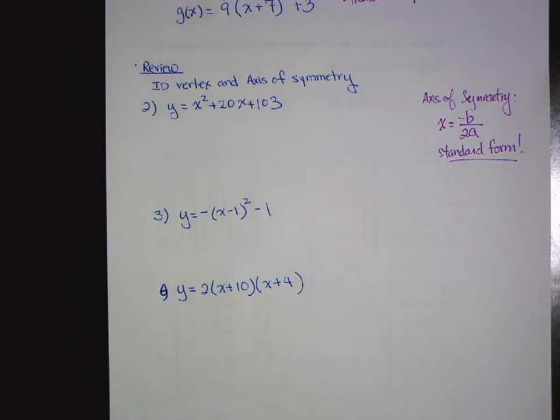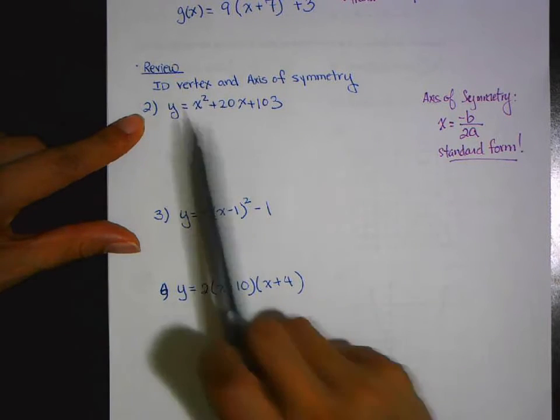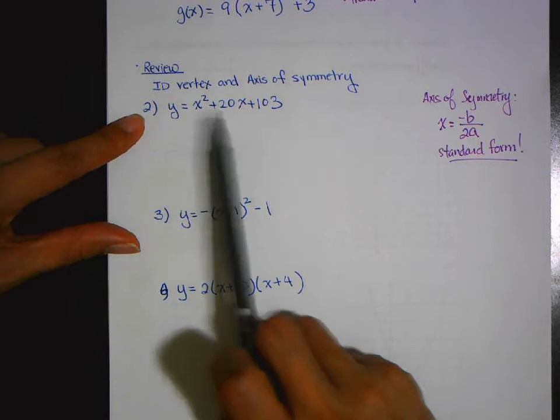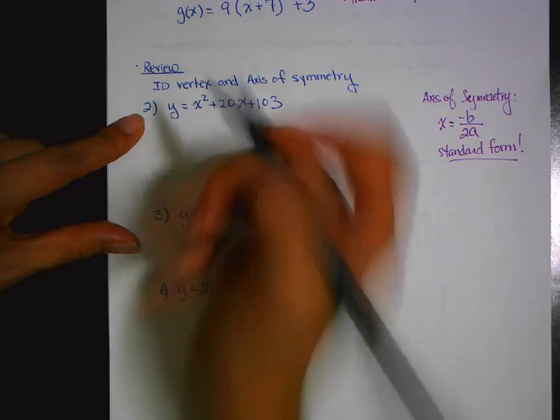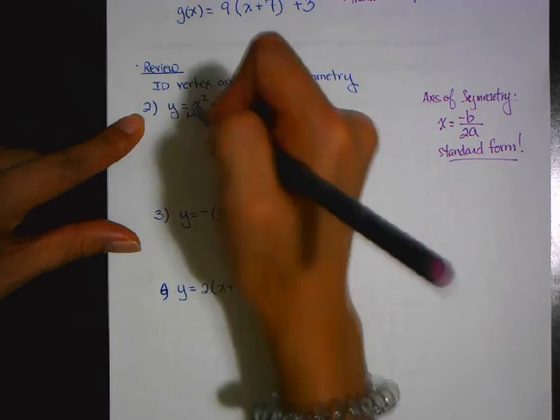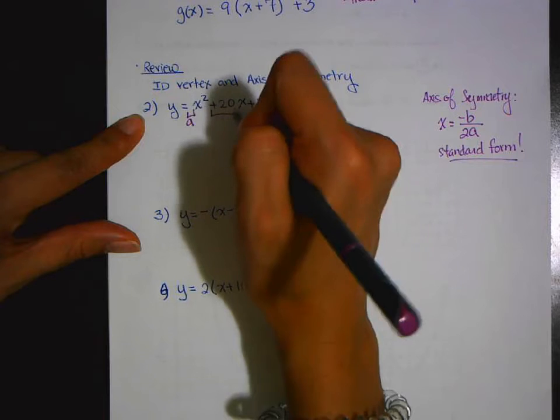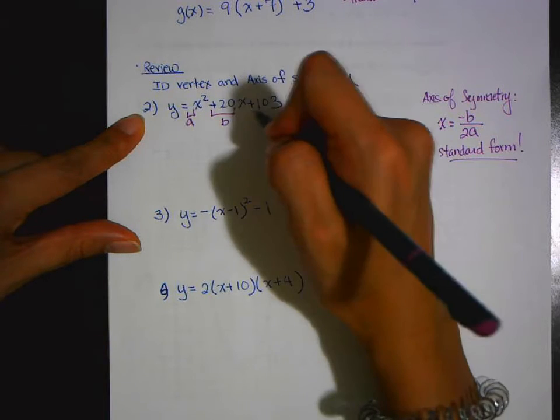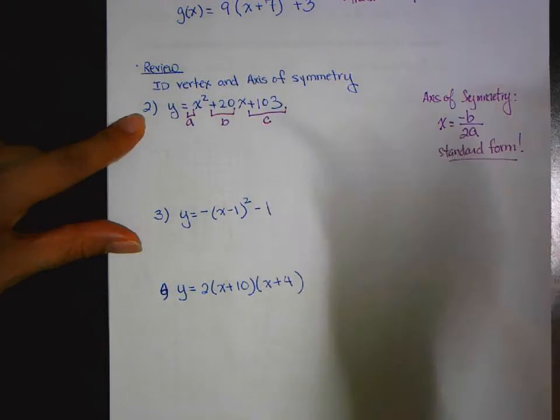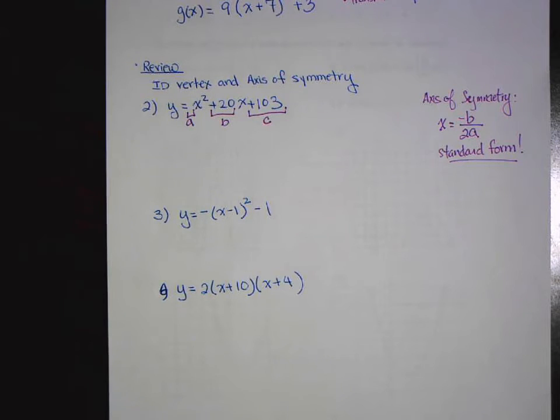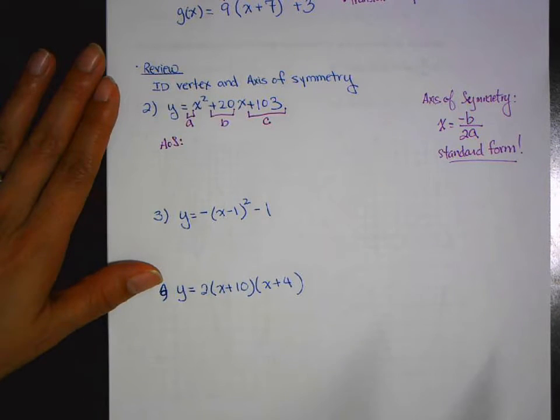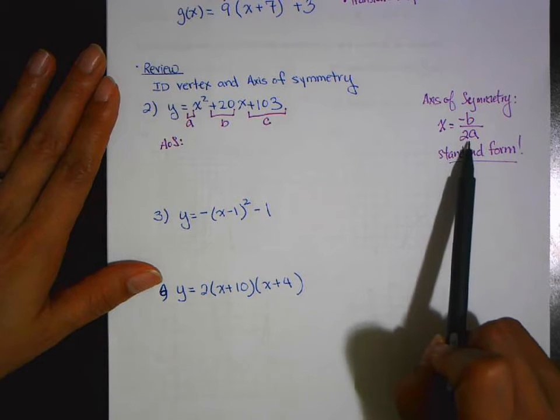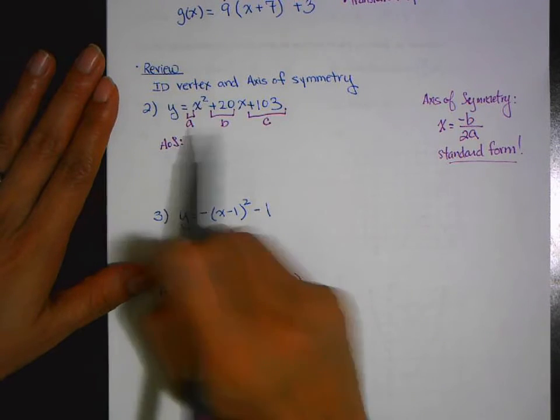So let's take a look. If you're looking at number 2, this is the equation that they give you: y equals x squared plus 20x plus 103. That is standard form because you have your a, which is 1, your b, which is positive 20, and then your c, which is positive 103. To find the axis of symmetry, my AOS, because this is in standard form, I know I can use this formula, negative b over 2a.